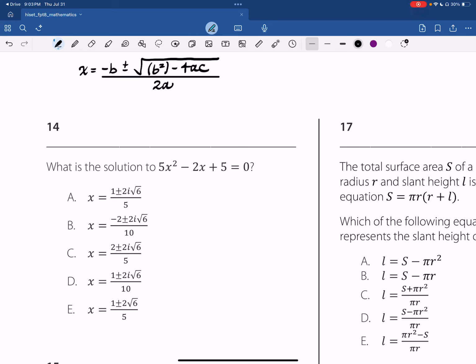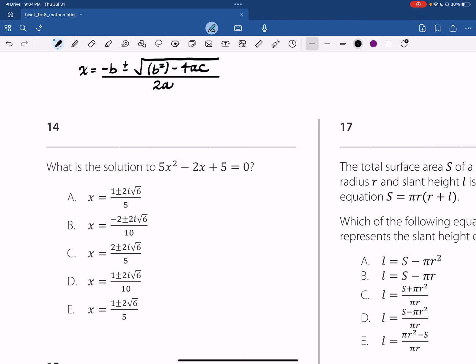Number 14, I went ahead and wrote down the quadratic formula because I can't remember it, and I knew I was going to need it for this problem. What is the solution to this quadratic equation?